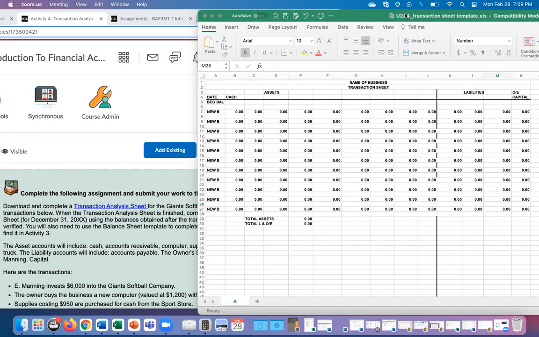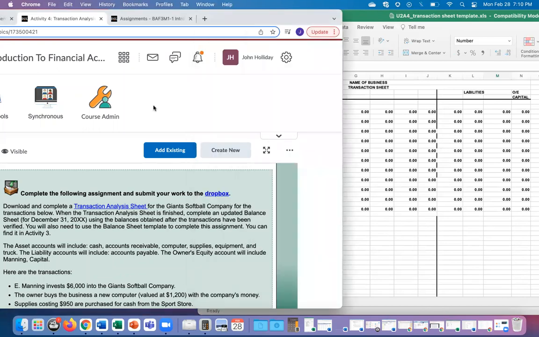And then also just walk you through maybe the first two transactions just to give you an idea of what you're supposed to do. All right, so the first thing that we'll do is we'll take a look at the assignment, which I have pulled up over here on this window. I've just got it pulled to the side so I can also see the Excel spreadsheet.